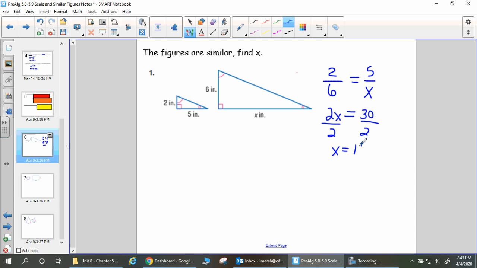And because in the picture it gave me measurement, this one was inches, I'm going to put inches. If they didn't give you a unit, that's okay, but because there's one, I'm going to use it. So in this case, X is 15 inches.